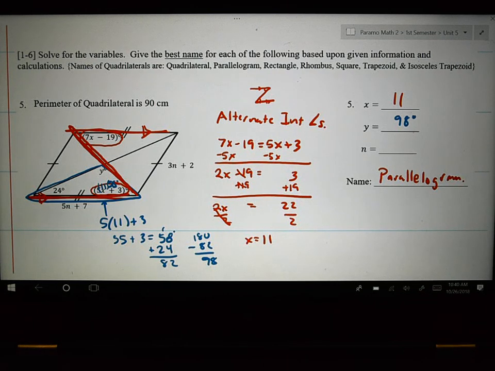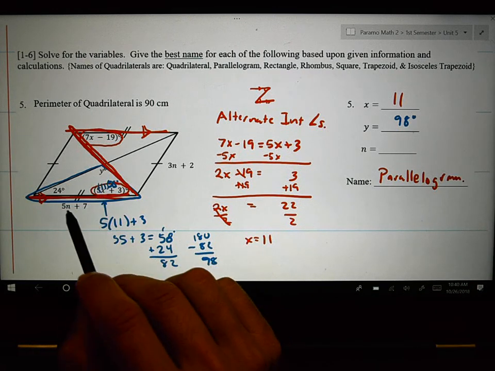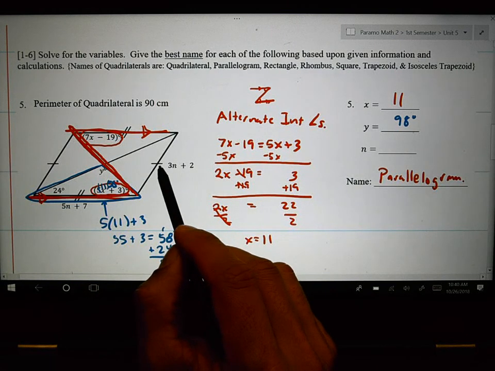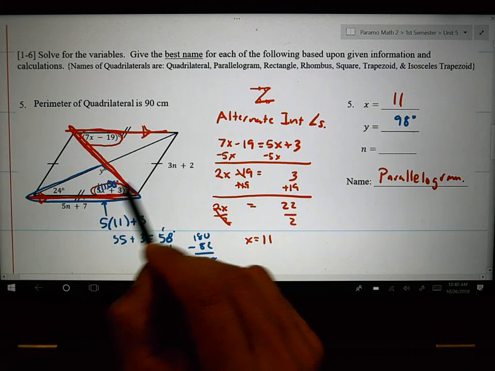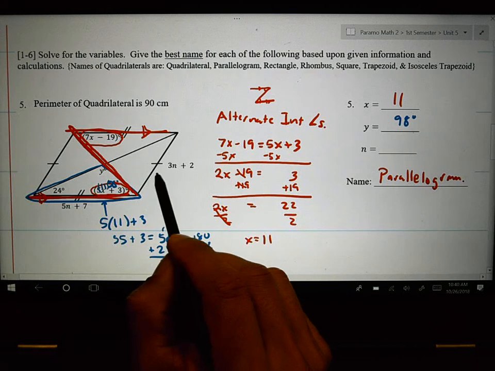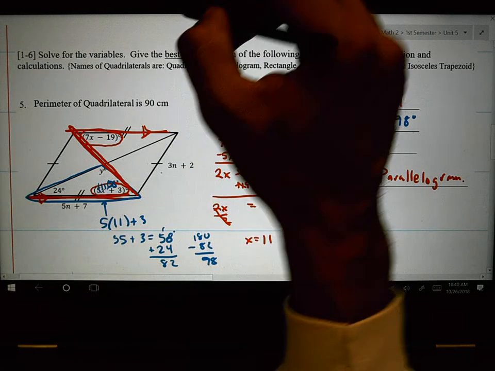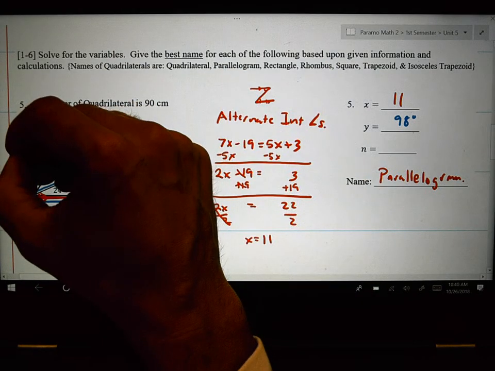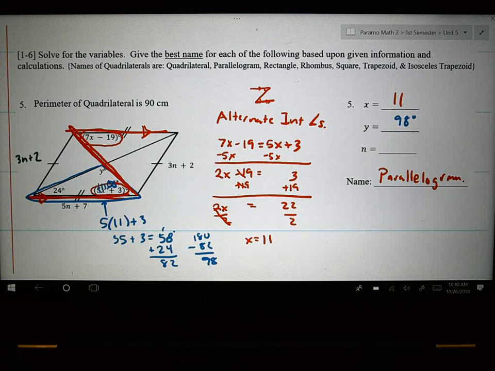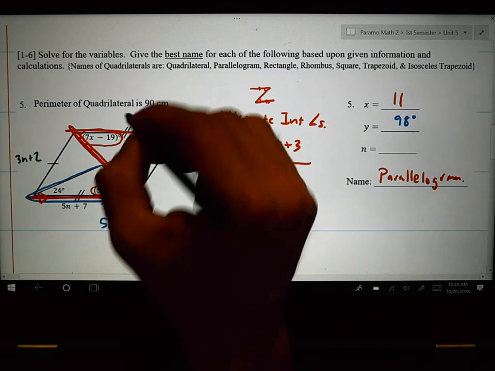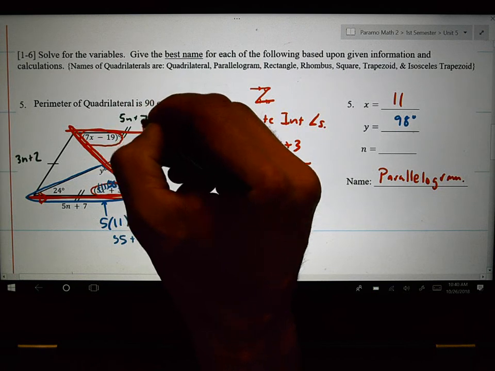The last one is the letter N. The letter N, I have a 5n plus 7 and I have a 3n plus 2, and there's a single congruent mark and a double congruent mark, which should tell you that they are not congruent to each other. This one is congruent to this side. So I'm going to switch over. I'm going to go to a different color. I'm going to go to green. This is 3n plus 2. This is now 3n plus 2. And double congruent is congruent to the other double. This is a 5n plus 7 on this side.